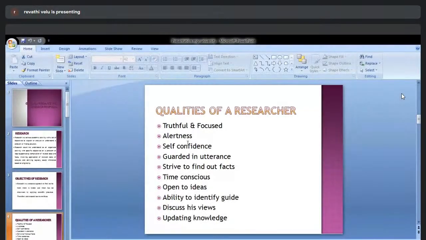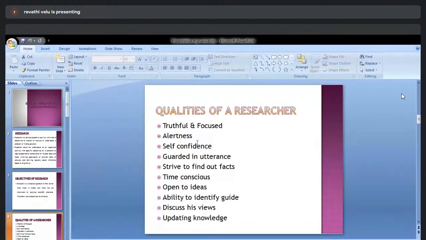You should be very truthful in your research study and you have to focus on the objective of what you're going to do. Second point is alertness. You should be very alert. So in this circumstance, what is happening? Everything you should have a clear idea about that. So you should be very alert in what you're doing. Third one is self-confidence. So definitely being a researcher, you should have self-confidence, boldness, involvement, commitment, everything.